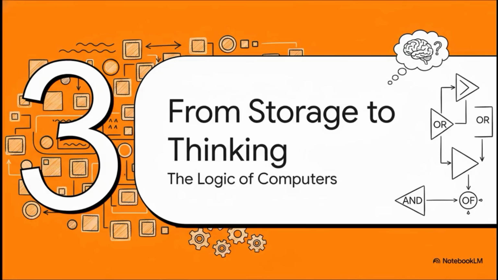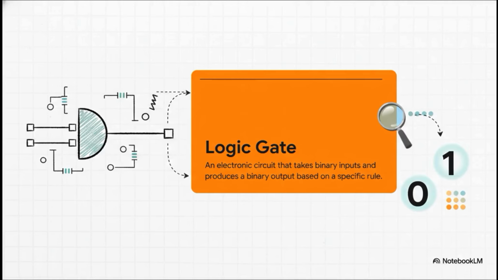Okay, so we know what bits are, and we know where they live. But just storing data is only half the battle, right? How does a computer take all those stored bits and actually think with them? How does it make decisions? Now, this is where things get really, really cool. The answer to all of that is something called a logic gate.